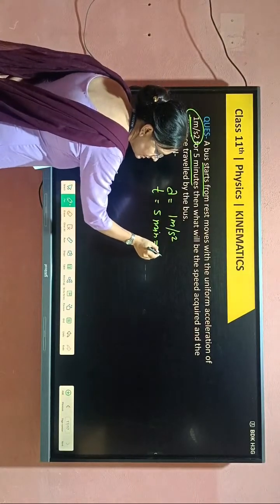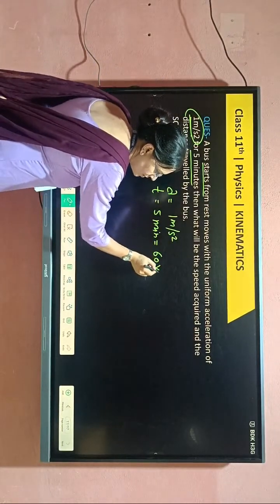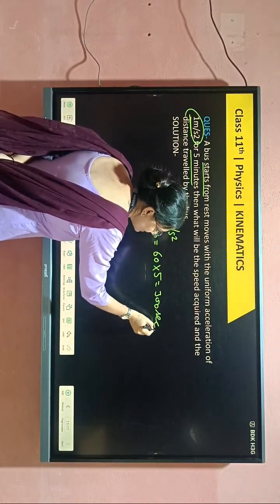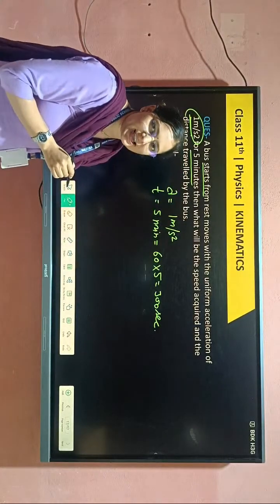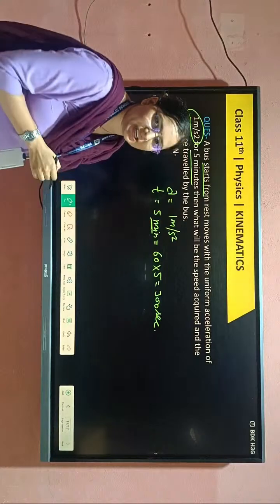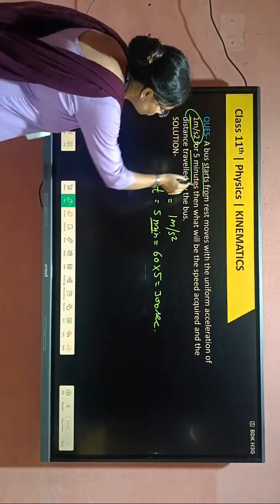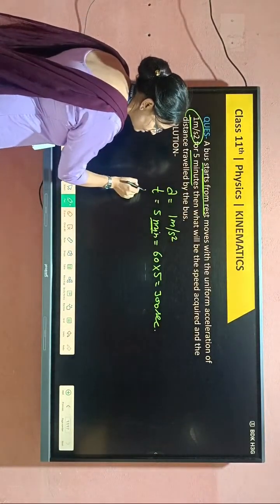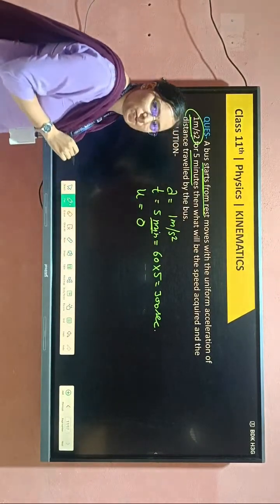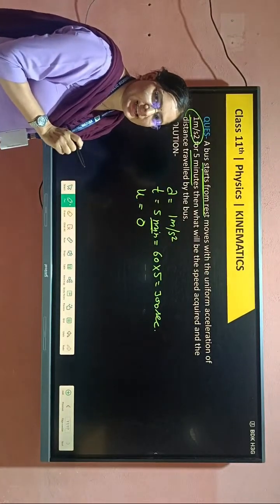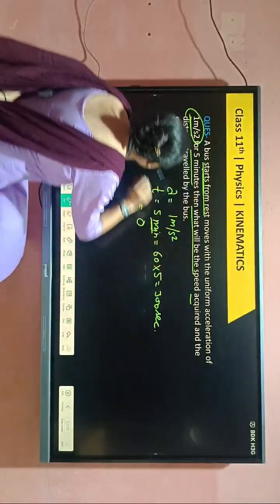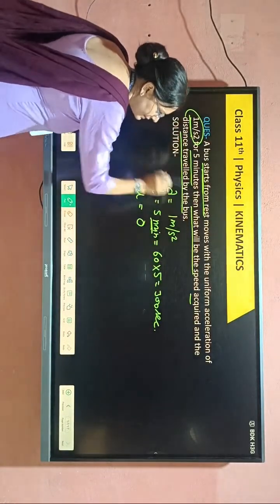We can write there 60 into 5, then it will be 300 seconds. First check which terms are given in SI units or not. If not given in SI units, then first we will convert into SI units. So starting from rest means the initial velocity of this body we can say is equal to 0. Any body starting from rest, then we will take 0 only. So then what will be the speed acquired and the distance traveled by the bus.